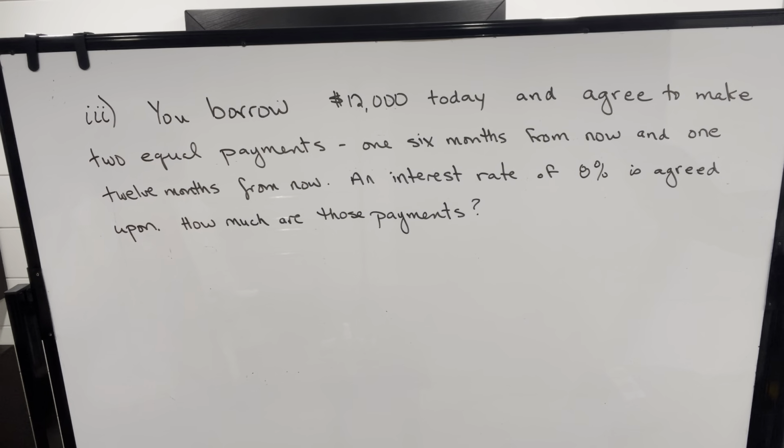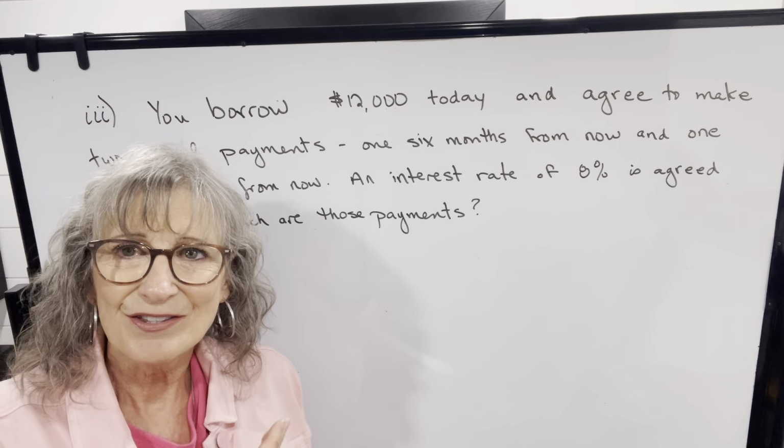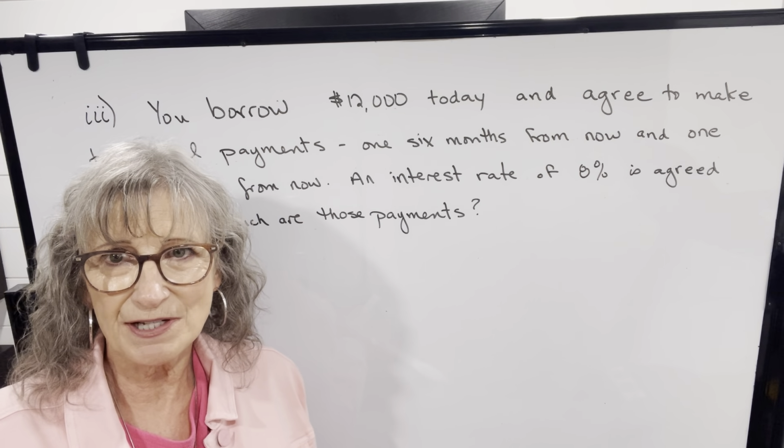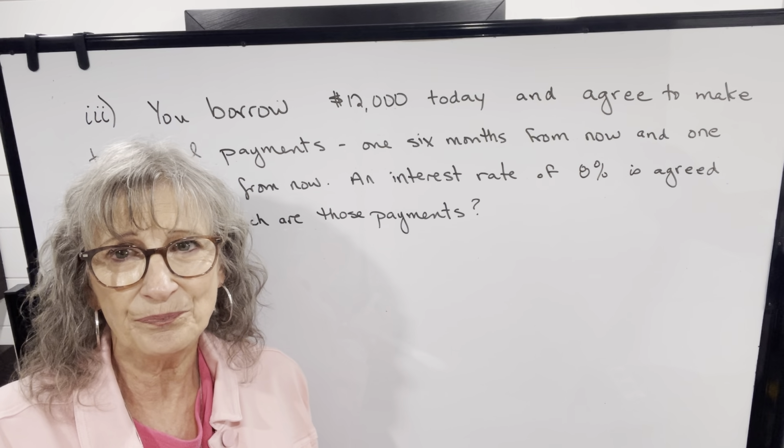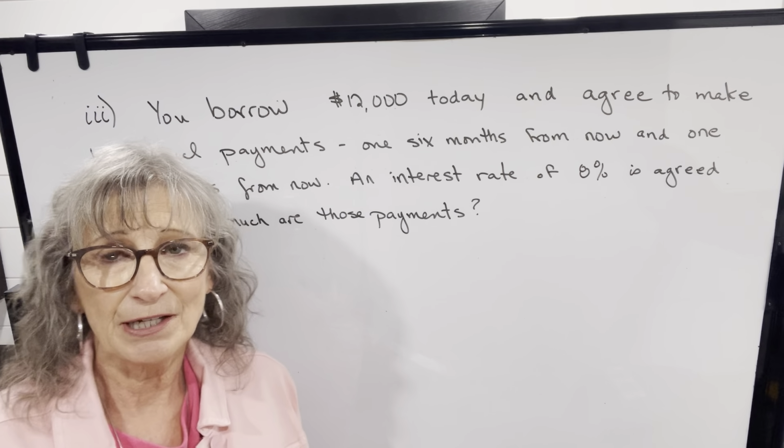Our next example says you borrow $12,000 today and agree to make 2 equal payments. One payment 6 months from now and one 12 months from now. An interest rate of 8% is agreed upon. How much are those payments? This question is a little different than the previous 2 examples because there's 2 values that we don't know. So let's start by making a timeline.